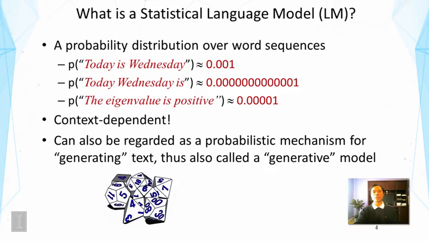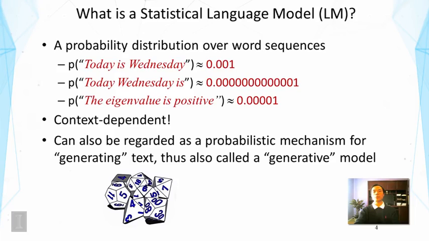In ordinary conversation, probably today's Wednesday is most popular among these sentences. But imagine in the context of discussing applied math, maybe the eigenvalue is positive would have a higher probability. This means it can be used to represent the topic of a text. The model can also be regarded as a probabilistic mechanism for generating text. And this is why it's also often called a generative model.